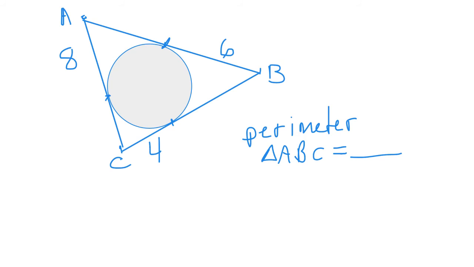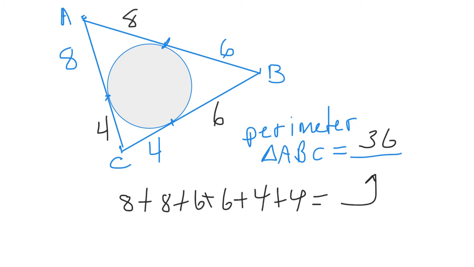In this problem, we're trying to figure out the perimeter of triangle ABC, and we've only been given a couple of segment lengths. So 8 would be the length from here to here, 4, and 6. But we do have points of tangency right here, and we remember that from the point of tangency to where tangent lines intersect, those lengths must be the same. So we can fill in the remaining lengths, and then add all of the lengths together all the way around to get the perimeter of 36.